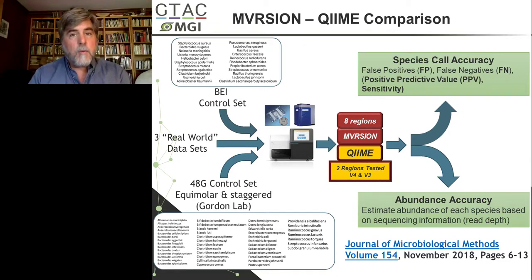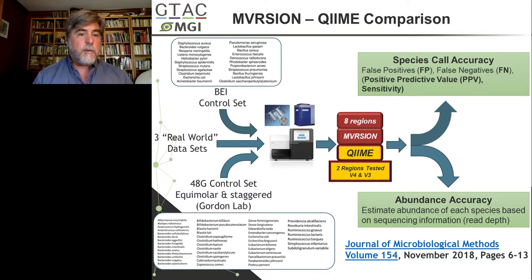One thing I want to say about how we configured QIIME is we wanted this to be an apples-to-apples experiment. We knew that by sampling 8 regions that MVRSION is extremely sensitive. So what we did was we opened up the QIIME thresholds all the way so the QIIME sensitivity would be almost as good as the MVRSION sensitivity. So what you'll see in the data when I present it is that the sensitivity is not very different, but what happens is that the specificity, the positive predictive value, is quite different, and you'll see that in some of the data that I show you.